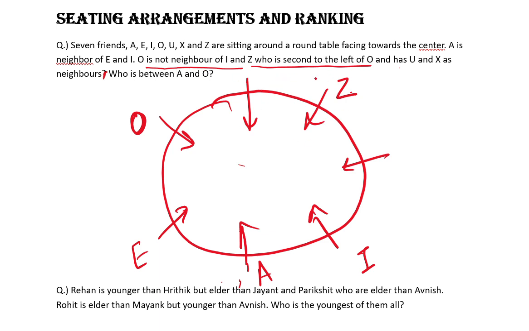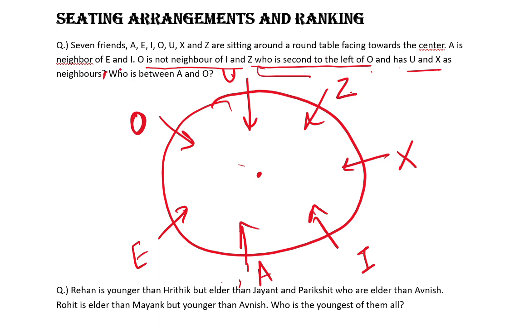So what is left? Z has neighbors U and X. They have given us U here, X here. Now let us check if all conditions are satisfied. And he's asking who is between A and O.